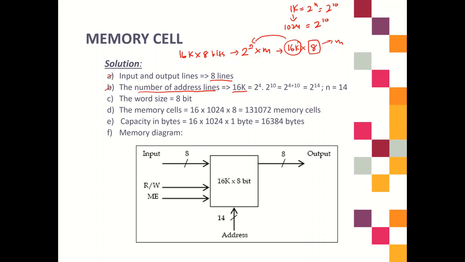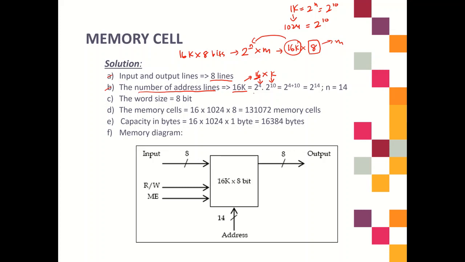Because you have 16K, here it's actually equal to 16 times K, or 1K. So you have two separate values. You just find the power of 2 for each value. 16 is equal to 2 power of 4, and then K is always 2 power of 10. So, 2 power of 4 times 2 power of 10.